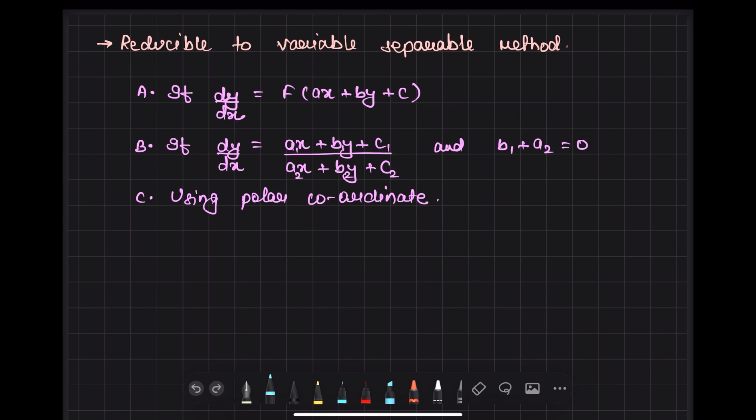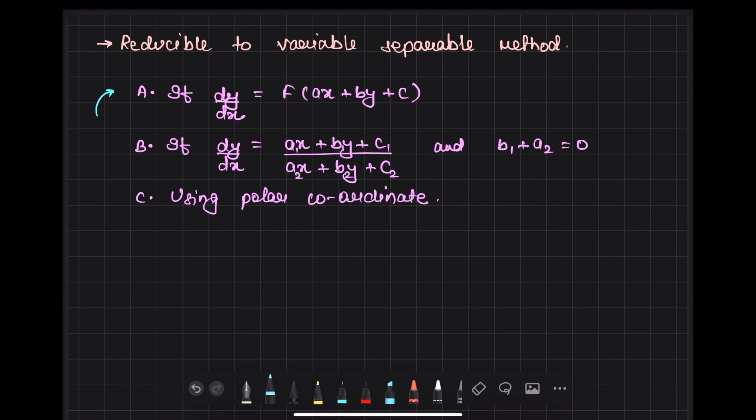So this is reducible to the variable separable method, meaning if you can directly segregate variables, it is the variable separable method. If there are some questions in which you cannot do it easily, we will do it by using these ideas. So the first idea we have to extract is this.